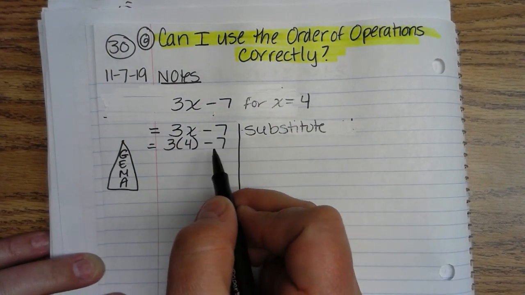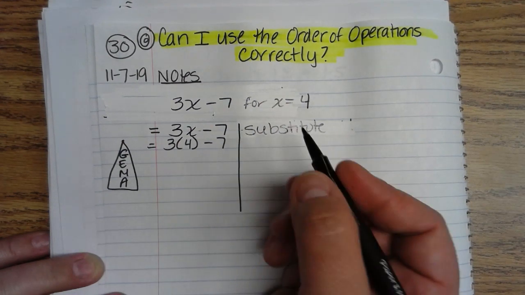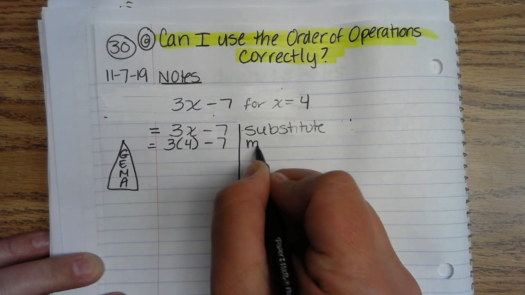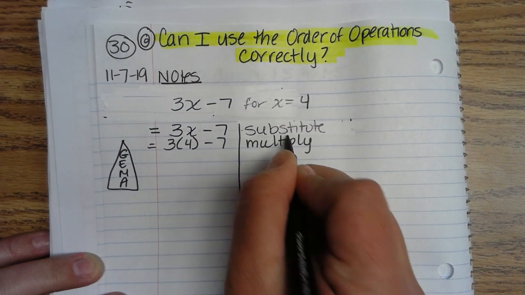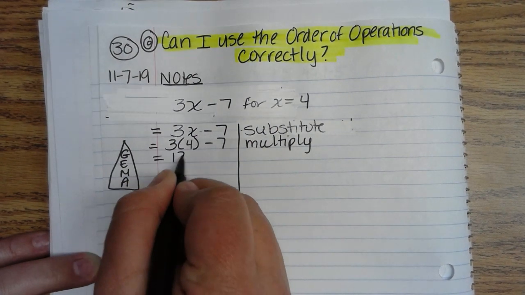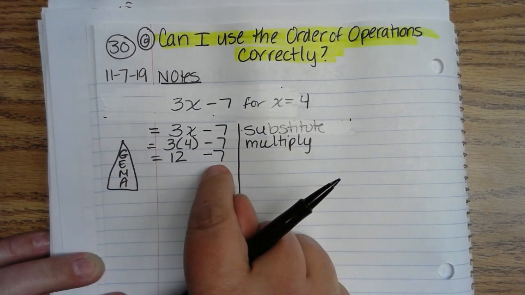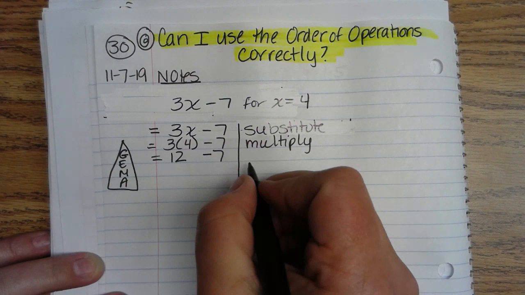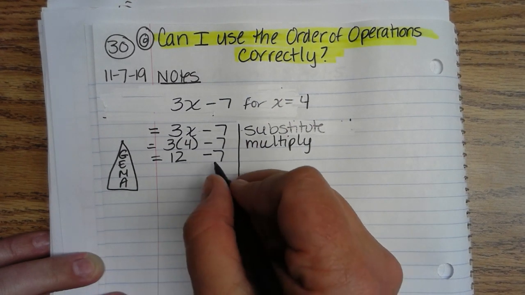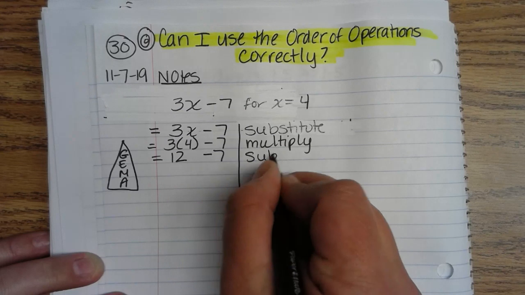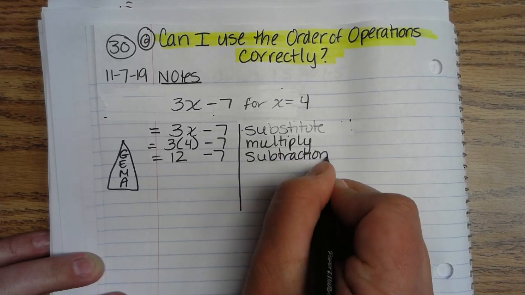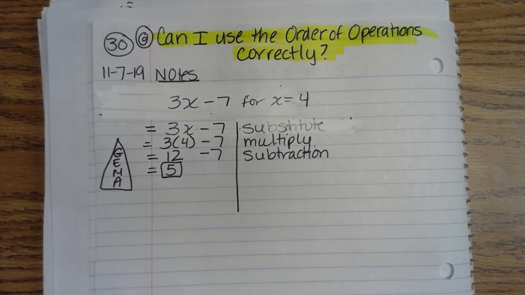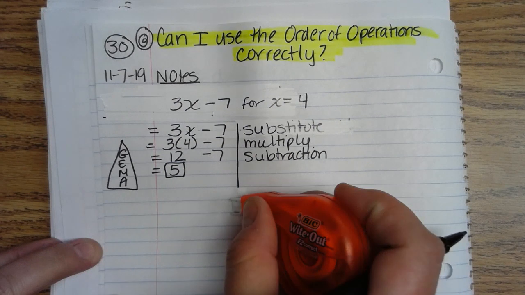We can do our groups first. There's no groups. There's no exponents. So we go into our multiplicative operations, and we do have some multiplying. So we're going to multiply 3 times 4, which is 12. Notice how I keep my minus 7s lined up along the page. There's no more multiplicative operations, so we're going to do our additive operations, and we're doing the opposite of addition, which is subtraction. 12 minus 7 equals 5, and I just boxed that answer to make sure that it looks neat. I'm going to fix my line. I made it a little bit too long.